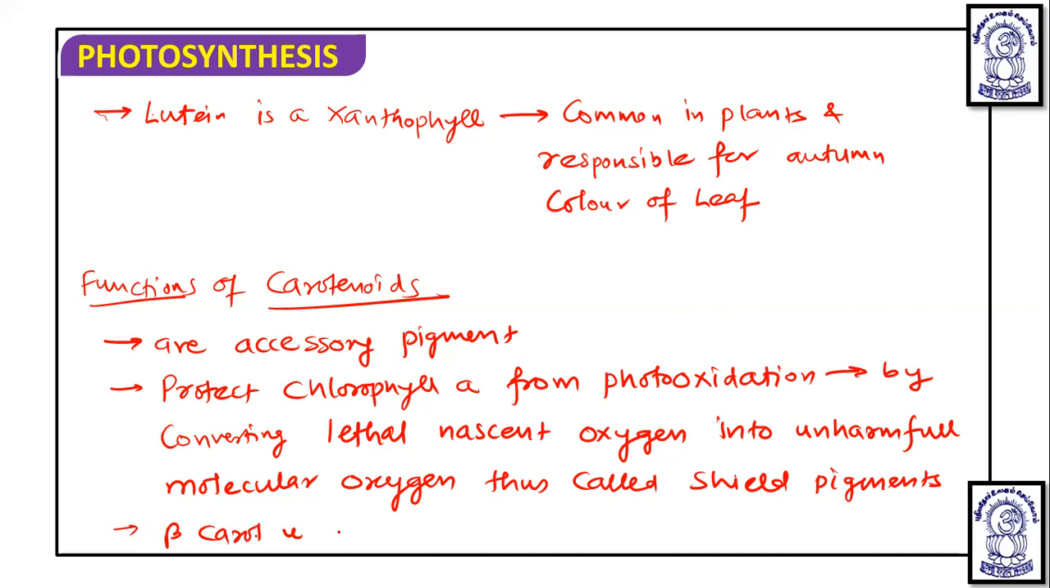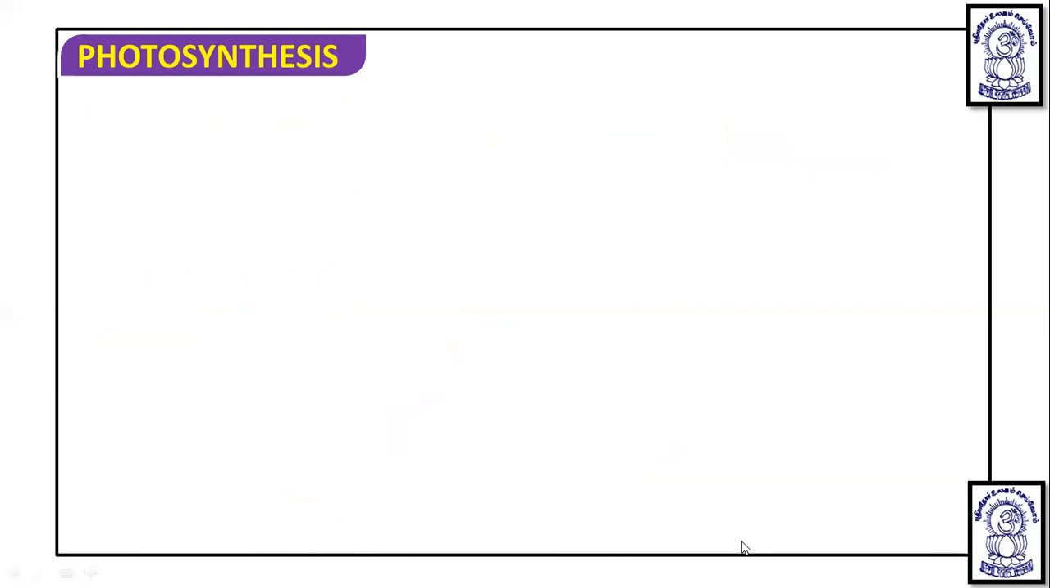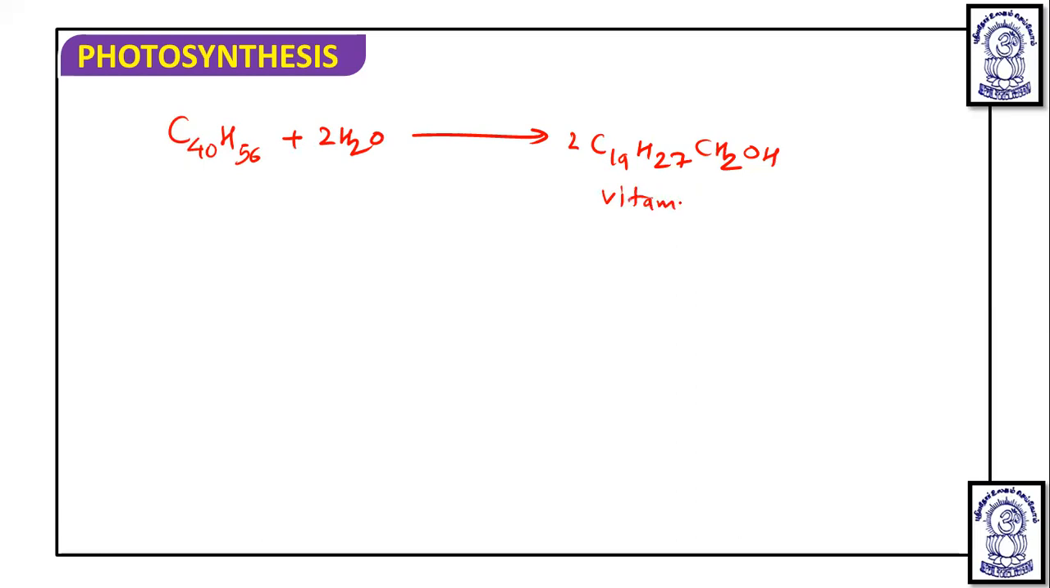Apart from this, beta carotene is the precursor of vitamin A. Now the question is how it is getting synthesized. If we write a reaction, dear student, beta carotene is C40H56. If we react it with two water molecules, it forms two molecules of C19H27CH2OH, that is vitamin A. This way vitamin A is synthesized.